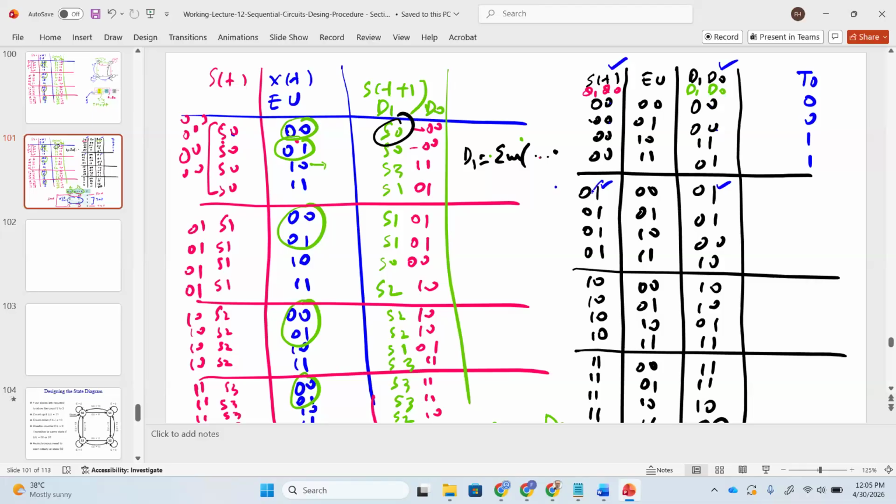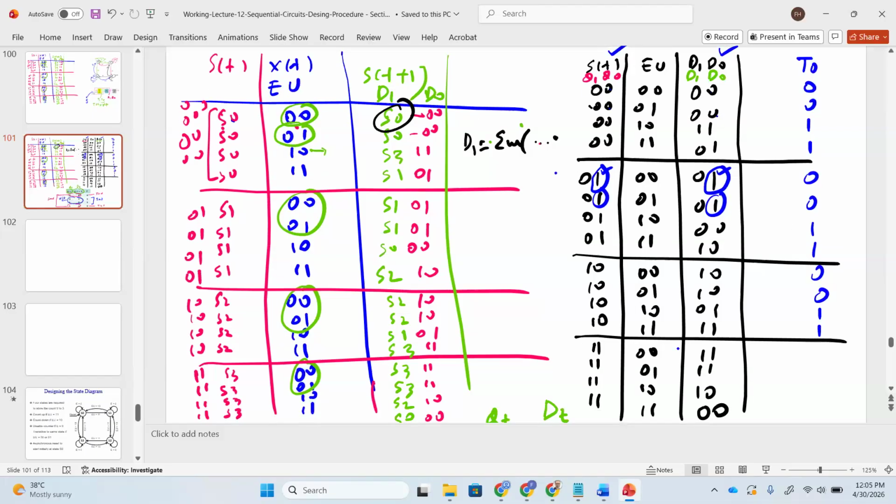Yes. Same. What should T0 be? 0. 1 1, 0. 1 0, 1. 1 1, 1. 0 0, 0 0, 1 1. And then 1 1 0, 1 1 0, 1 0 1, 1 0 1. Any question?